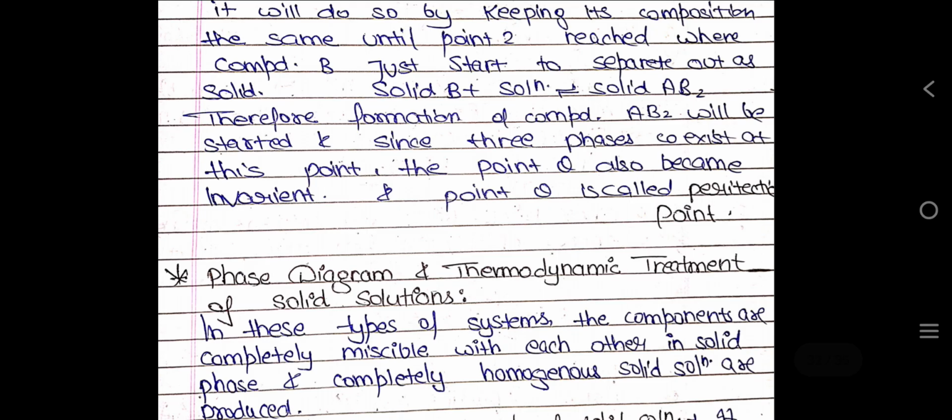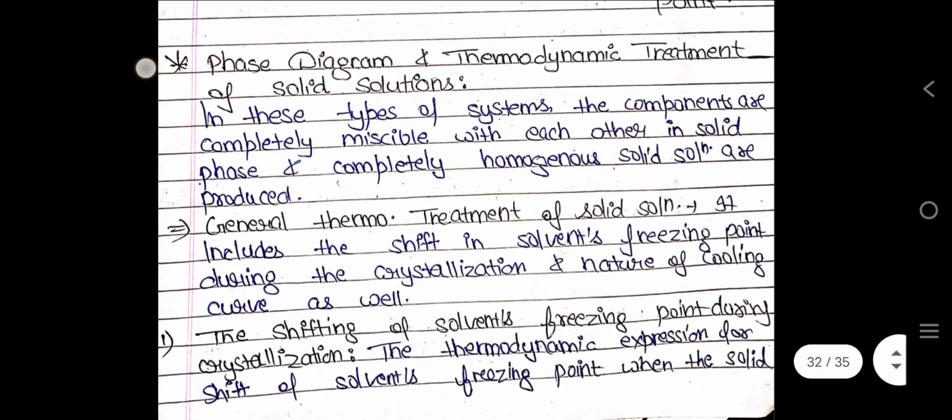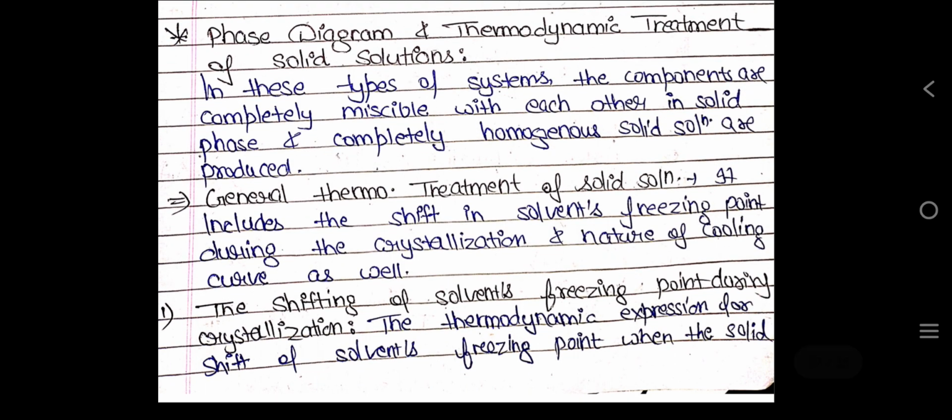When a liquid mixture with composition X is allowed to cool down, it will do so keeping its composition the same until point 1 is reached, where compound A will just start to separate out as solid. F' = C - P + 1, so F' = 0, which means there will be no degree of freedom at point P.